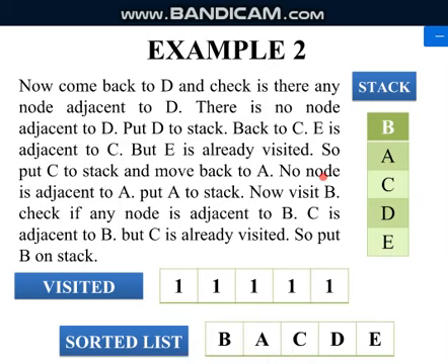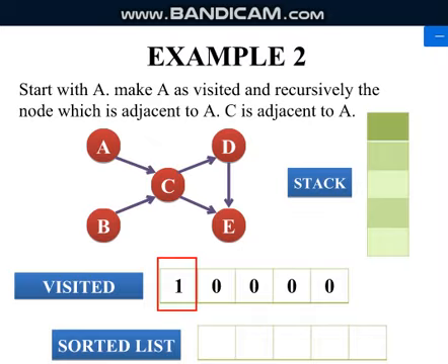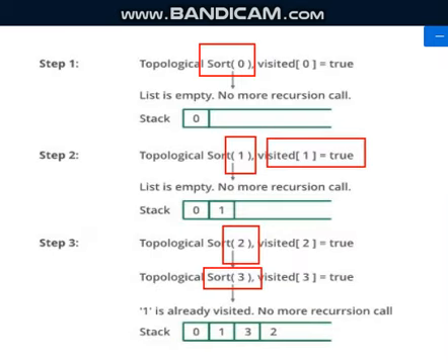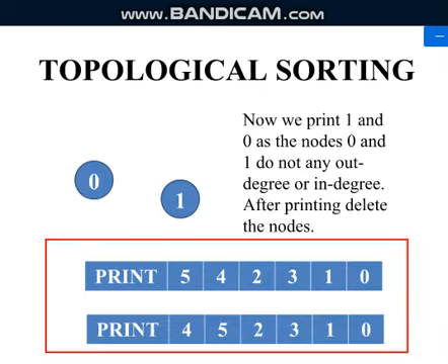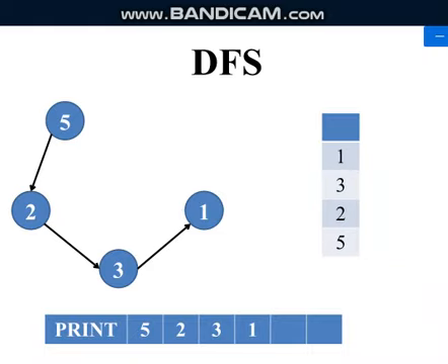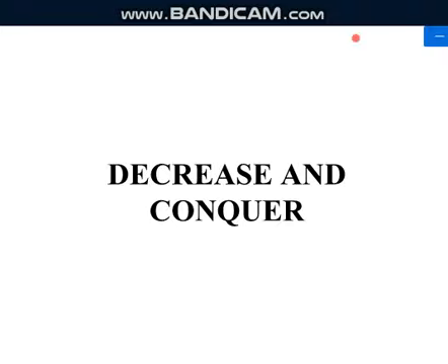Is that clear? Yes. So this is topological sorting. You will be given a directed acyclic graph, or even if any graph is given, topological sorting is applicable only for a directed acyclic graph. So this is what topological sorting is all about.